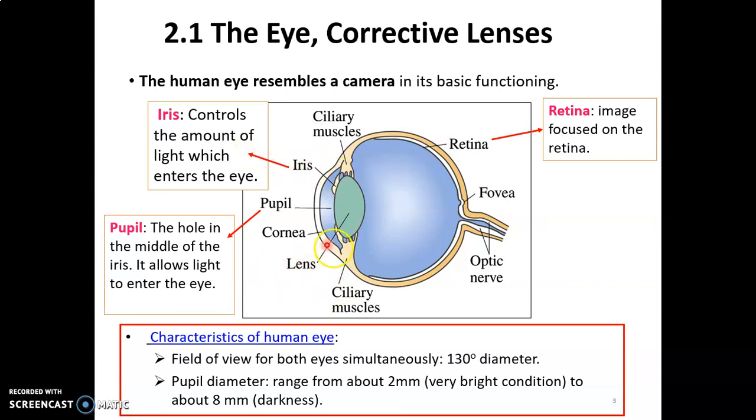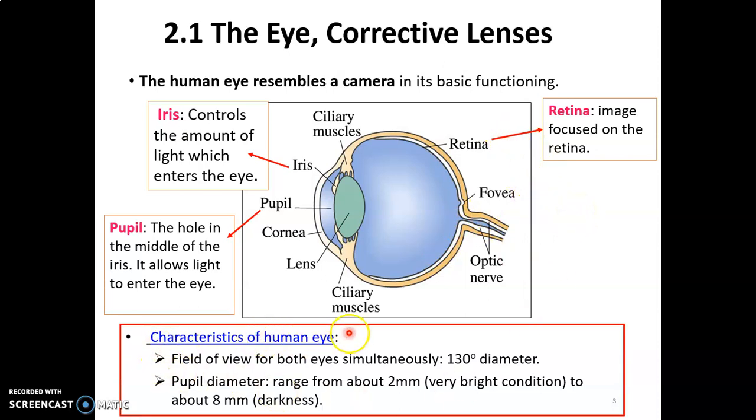And we have the lens here to focus the object we see. Then we have the retina, which is the back of our eye, where images are focused. And we have the optic nerve, which brings the information from the retina to our brain and translates it into whatever we see.